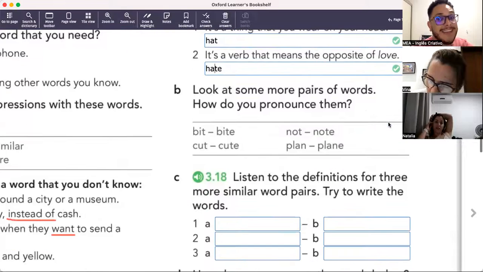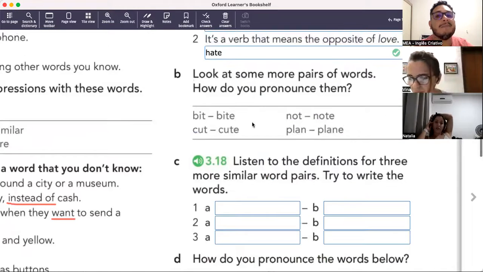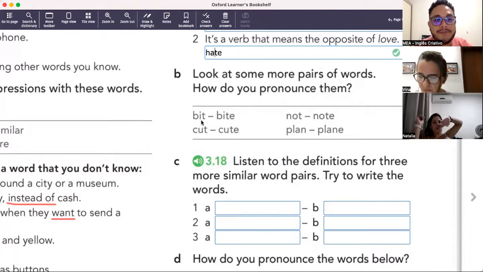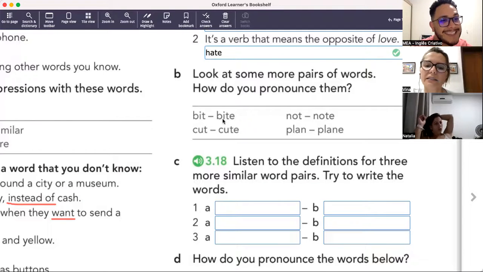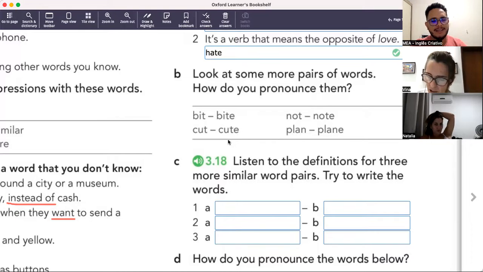The example, more examples. Bit. Bite. Do you remember bite? Morder. Bite. The second, Nat. Cut. Cute. And the other one? Cute.